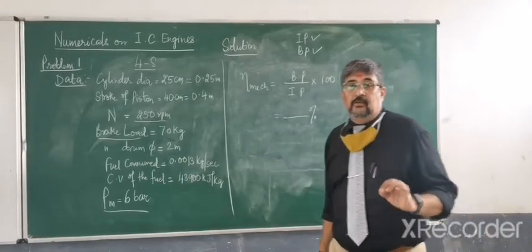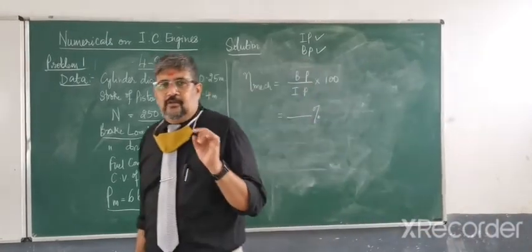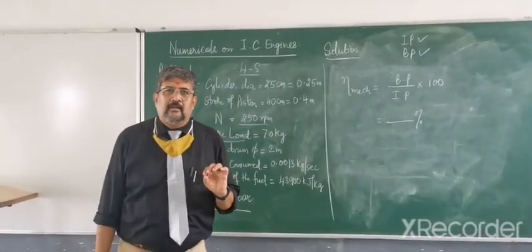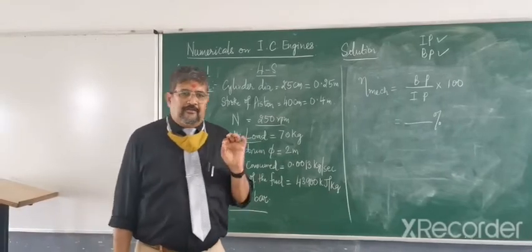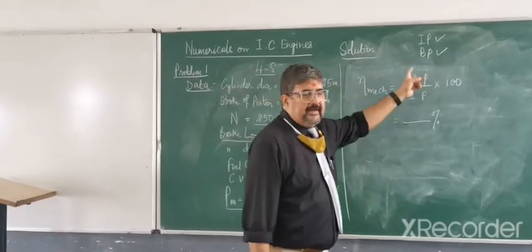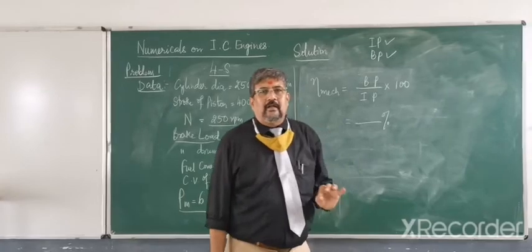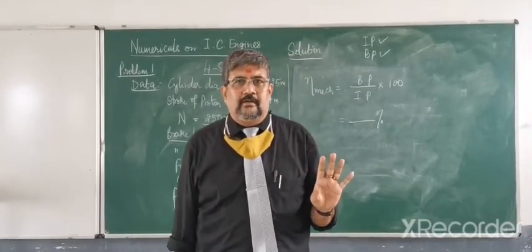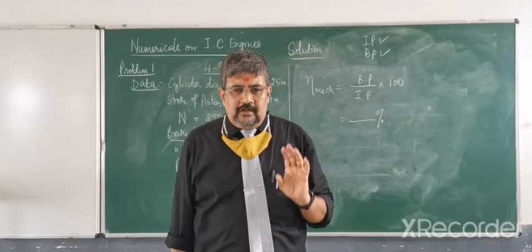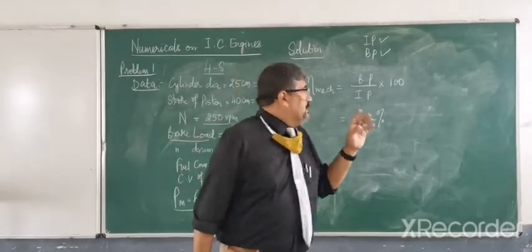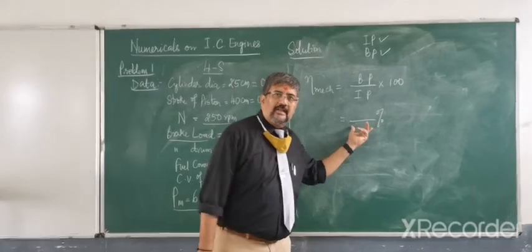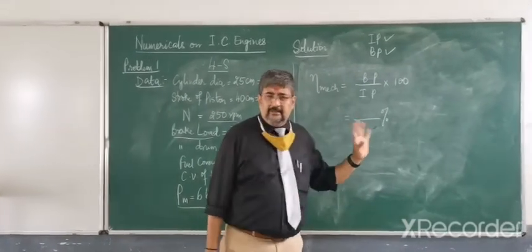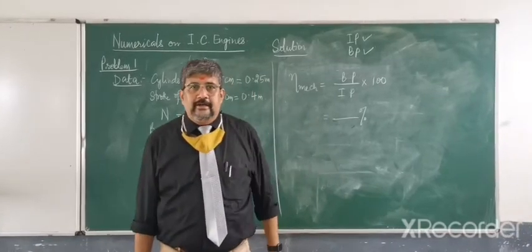One very important thing you need to remember is, when you are doing the calculation, please make sure that you know how to use the calculator, because when you find the values of indicated power and brake power, under no circumstances will brake power be greater than the indicated power. Indicated power will always be greater than the brake power, because of which this will always be less than 100%. So just make sure that you use the calculator properly.